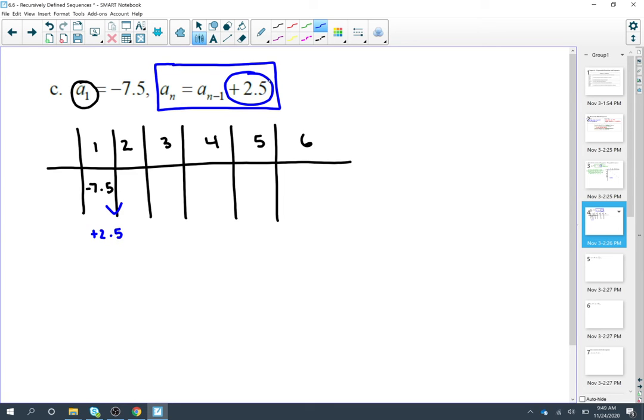It says it right there, plus 2.5, which means, again, that's a common difference, which means this is going to be arithmetic because we're adding. So negative 7.5 plus 2.5, plus 2.5, plus 2.5, plus 2.5, plus 2.5. Then we have to graph it.